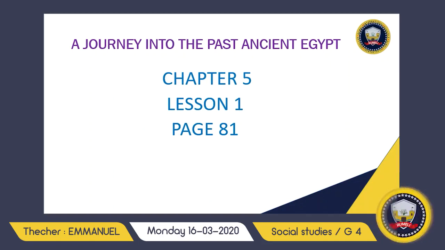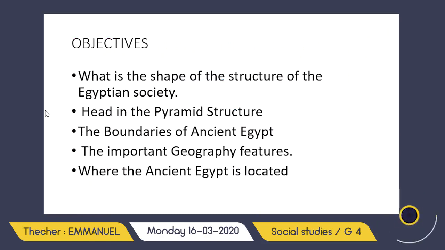So we're going to be having our objectives, the things we need to know after the lesson. We need to make sure we know the structure of the Egyptian society. The next one, we need to know the head in the pyramid structure. The next one, we need to know the boundaries of ancient Egypt. The next one, we need to know the important geographical features. The next one, where ancient Egypt is located.